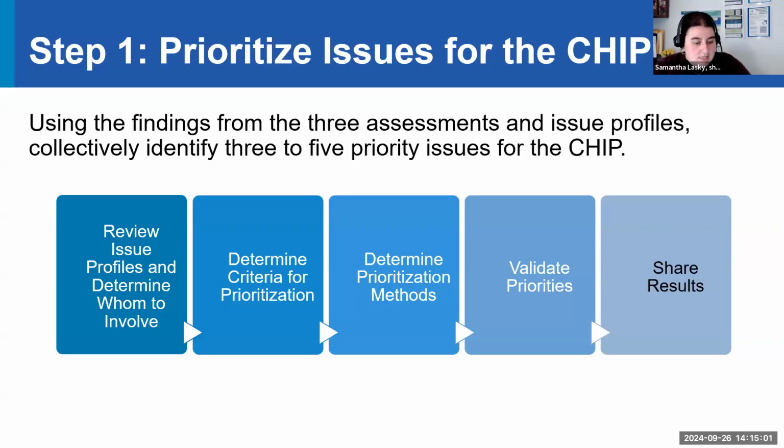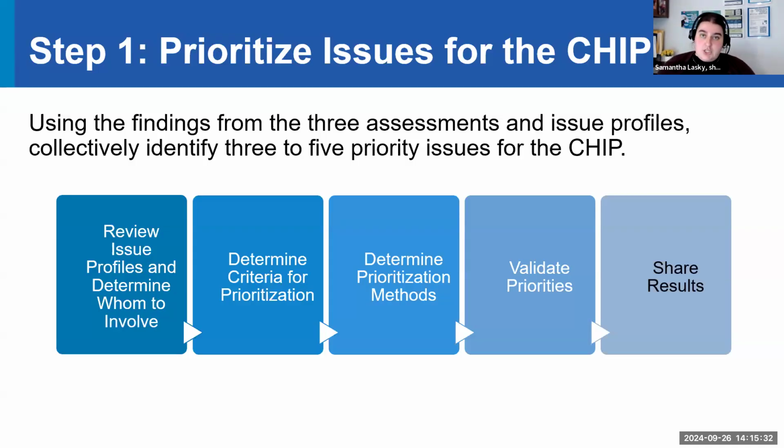So as you can see here, the prioritization process includes reviewing the issue profiles and determining whom to involve, determining the criteria for prioritization, what you're going to use, validating the priorities, and sharing the results. The prioritization process can be done in many ways. There's no right or wrong method, but there are pros and cons to each. The method you select will depend on how many issues you have to narrow down, and how many people will participate.